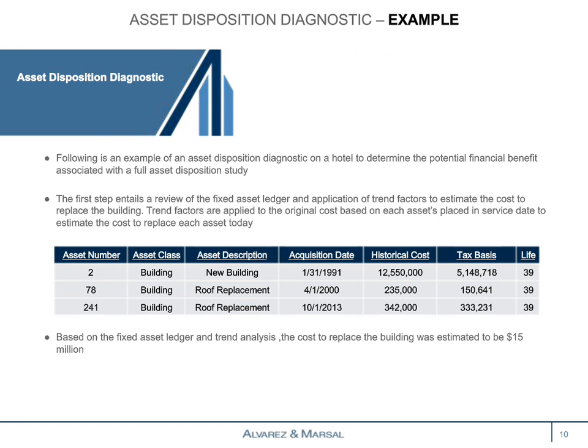So we go through the process. We trend the fixed asset listing, and what do we come up with? We come up with a replacement cost that says it's $15 million. Now, what does this mean? We're not saying that the building is $15 million. We're saying that the assets on the fixed asset listing have a replacement cost of $15 million. So there's a bit of a disconnect between what's actually in service and what is on the fixed asset listing.